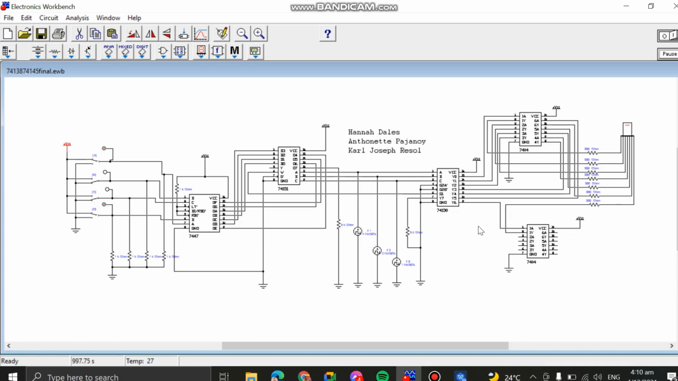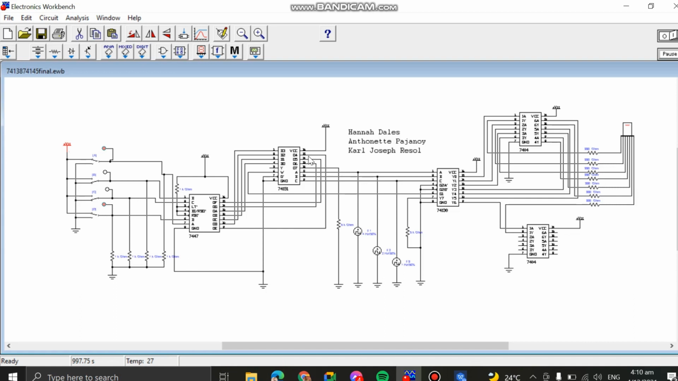First, these are the 4 switches that will configure this 4-bit BCD input that is connected to the 7447 decoder, which is a BCD to 7-segment decoder. The outputs of this are connected to the 74151 here, which is a multiplexer that has 8 inputs and 1 output. We have the 7 input connected to ground with a 5K ohm resistor.